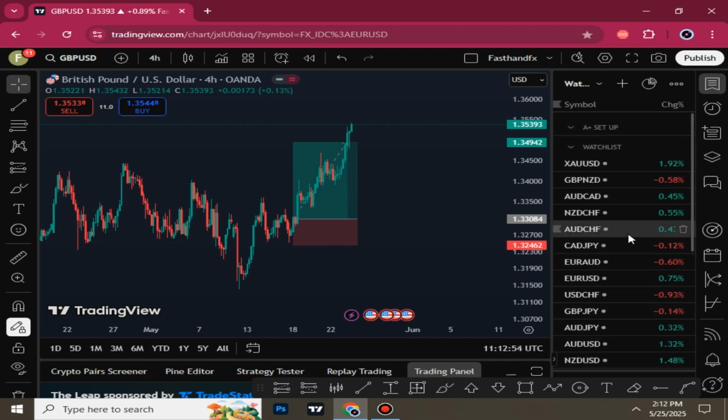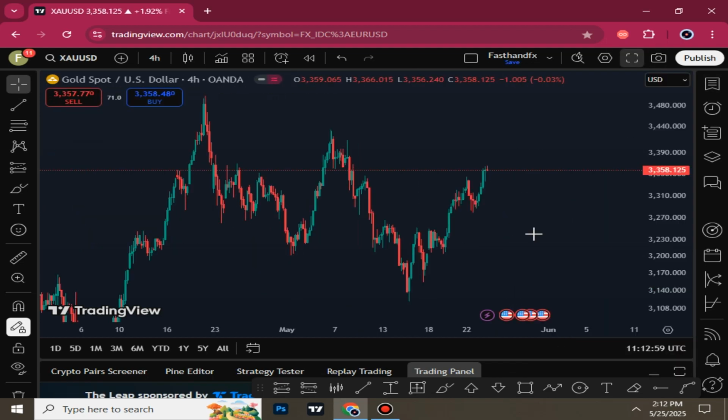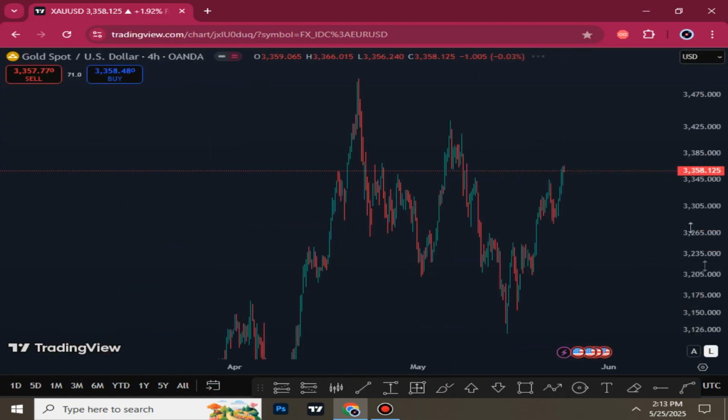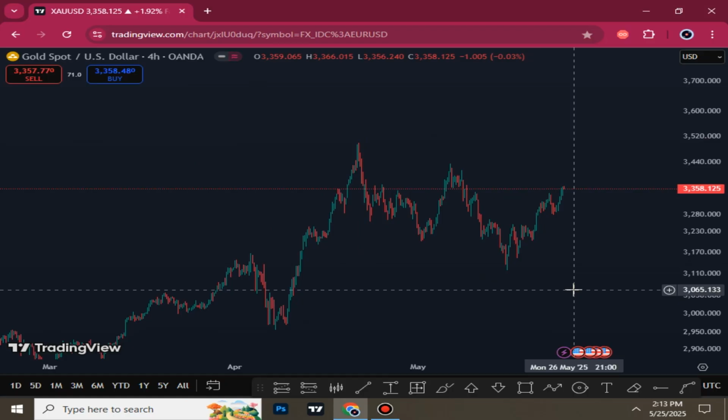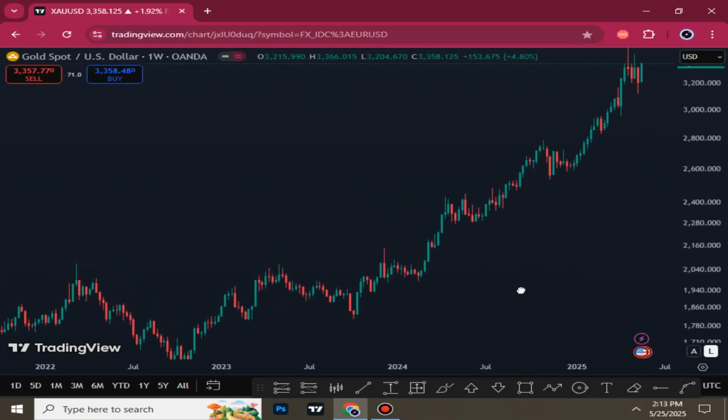So real quick, most people like to trade gold, and I think that is what we should start with, right? So this is it. Let me just remove everything right now based on the H4. In fact, since this is a new week, let's just start from the weekly time frame right there. Correct.